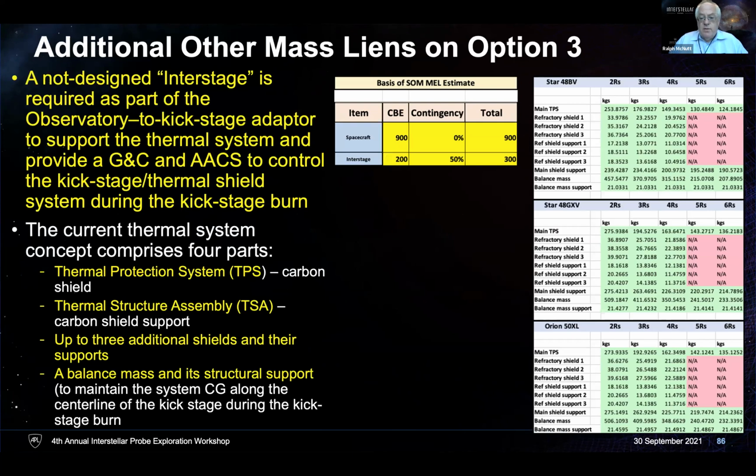There are other mass liens as well. Jim Kinnison also alluded to the interstage on the solar orbit maneuver for providing guidance and control and an attitude control system. Also, we took a very close look at all of the various pieces of a thermal control system. There's a thermal protection system, basically a carbon shield, a structure assembly to hold those, 3 additional shields, and then a balanced mass and structural support. And again, we looked at those in some depth on all of these various configurations, along with appropriate contingencies and unallocated mass reserves. Next, please.